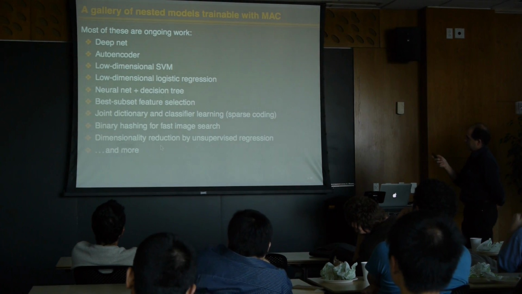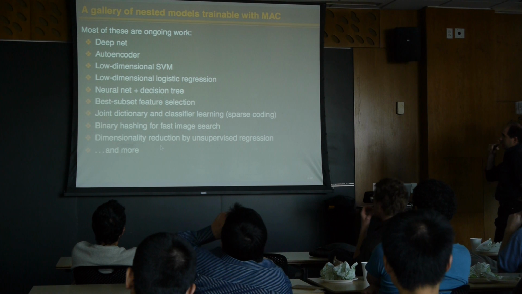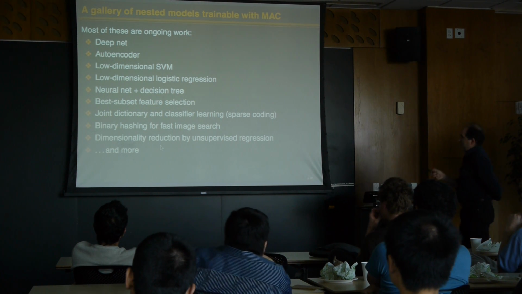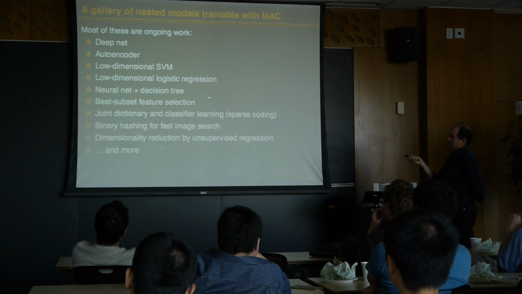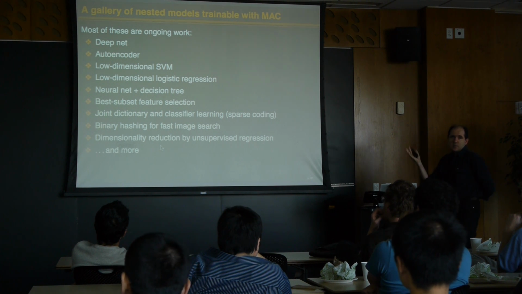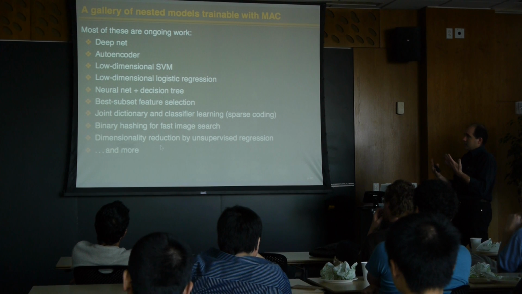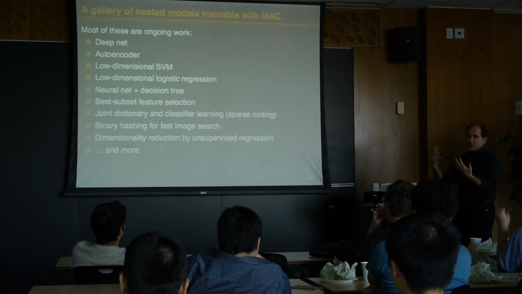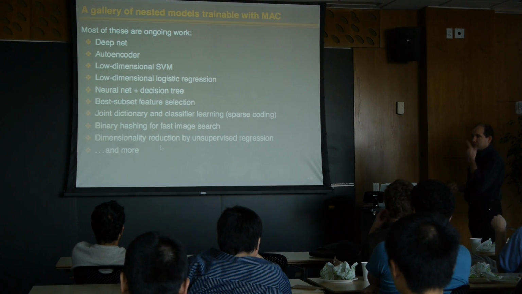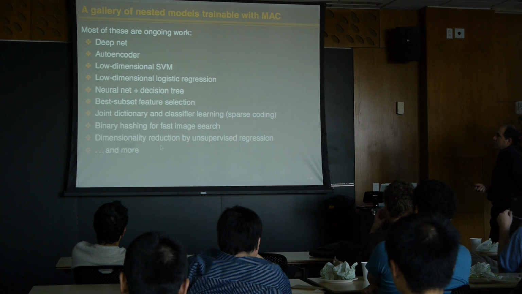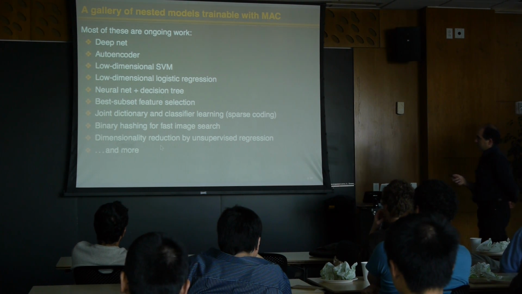Well, this can be applied to lots of problems. It's not just about deep nets. You can do best subset feature selection here. You can apply this to joint dictionary and classifier learning. You can train a neural net followed by an SVM or a decision tree. You can do things that nobody has done before that I know, because it was not possible to apply a standard gradient training to that.